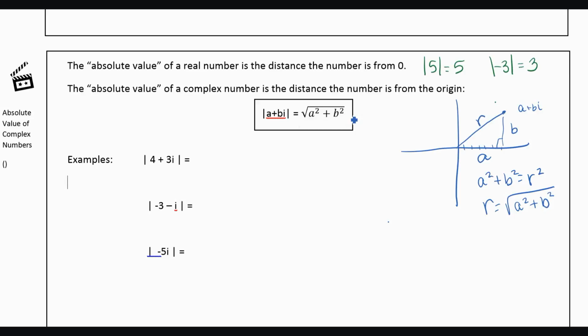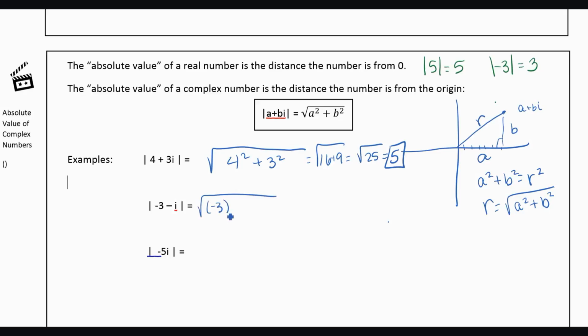So if we want to find the absolute value of 4 plus 3i, we'll take the square root of 4 squared plus 3 squared. So the square root of 16 plus 9, which is the square root of 25, which is just 5. Okay, if we want the absolute value of negative 3 minus i, that would be the square root of negative 3 squared plus negative 1 squared. So this would be the square root of 10.